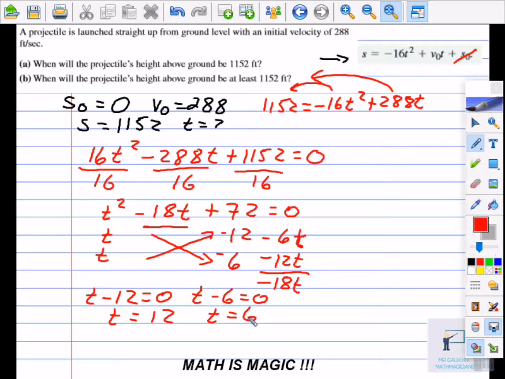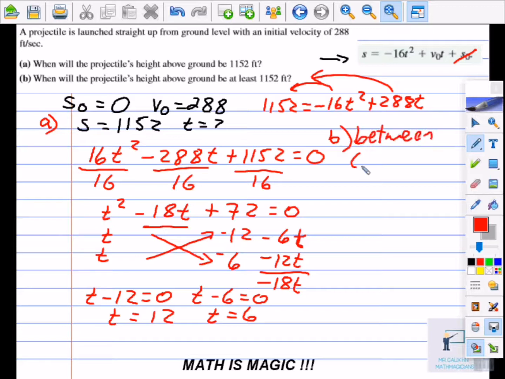This indicates that the projectile is at 1,152 feet twice: at 6 seconds when it's going up, and at 12 seconds when it's coming back down. That answers letter A. Letter B says, when will the projectile's height above ground be at least 1,152? It would be the same answer as letter A. It would be above the ground between the 6 and the 12 seconds, including the 6 and 12. So that would be your answer.